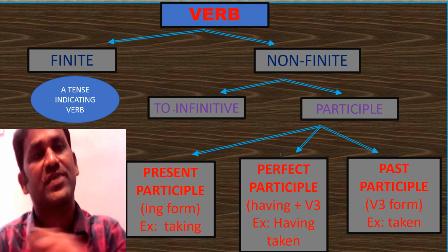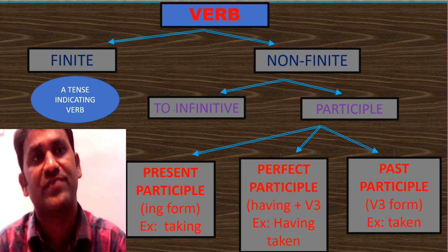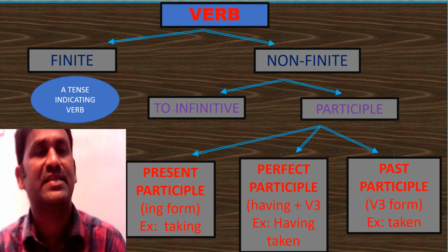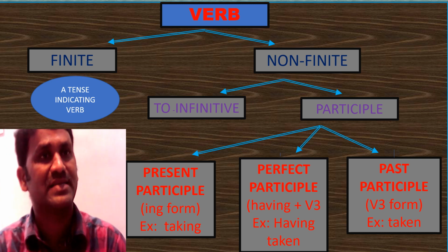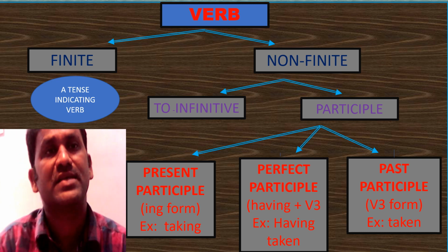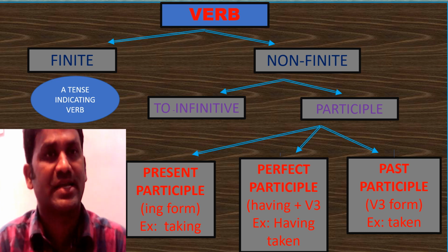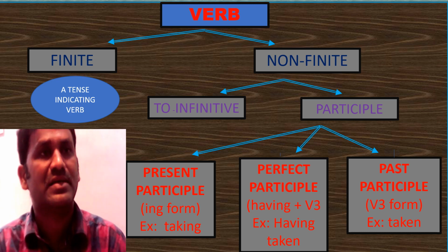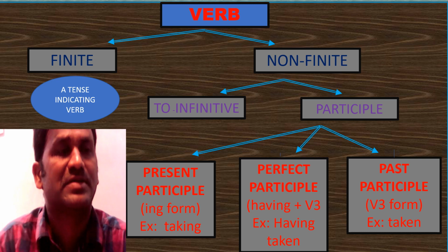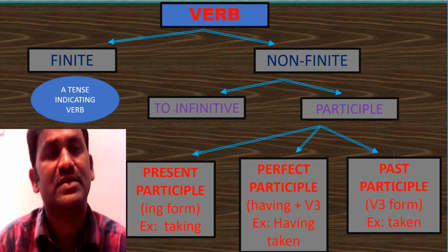The next one is perfect participle. Perfect participle means having plus the third form of the verb, V3. Having taken, having seen, having watched, having taught, having broken, having completed, like that. That is perfect participle. The third is the past participle. Simply it is the verb's third form, like broken, spoken, walked, watched, sung, okay, like that. So those are past participles. So we have three participles: one is the present, second perfect, and third past.